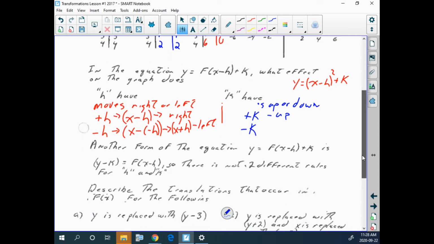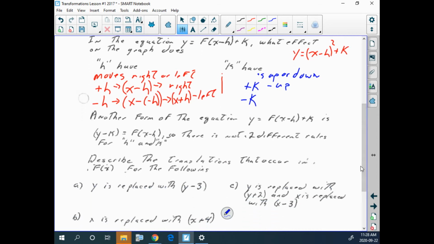Now, we get a little bit confused sometimes. This part, we get almost automatically. This part here confuses us a little bit. But we are not talking about two different processes. We're just talking about a slightly different way of writing the equation.